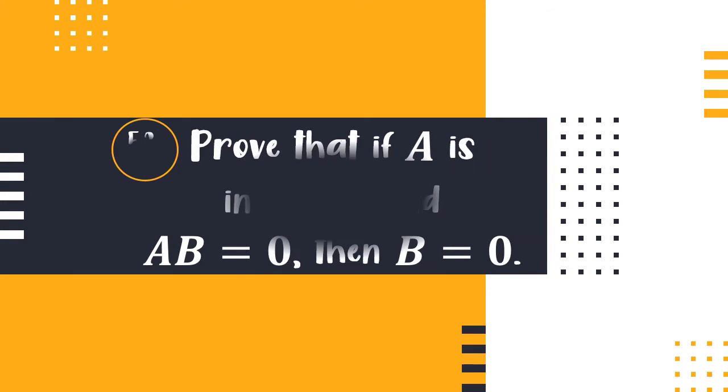In item 53, prove that if A is invertible and AB is equal to 0, then B is equal to 0. We prove this using the following properties, according to the book Elementary Linear Algebra, 6th edition, by Larson, Edwards, Falvo.